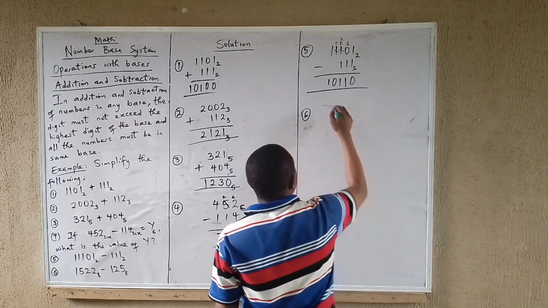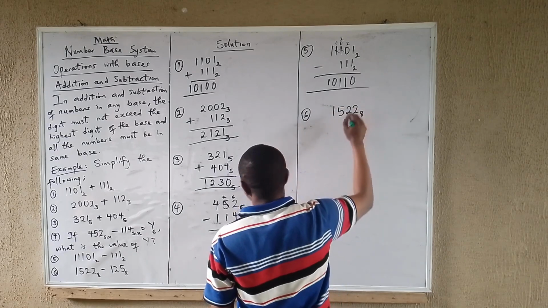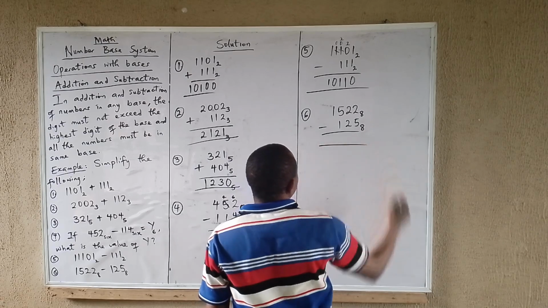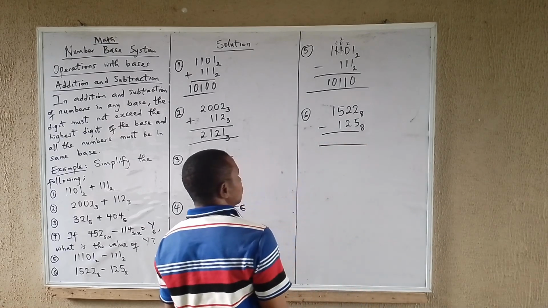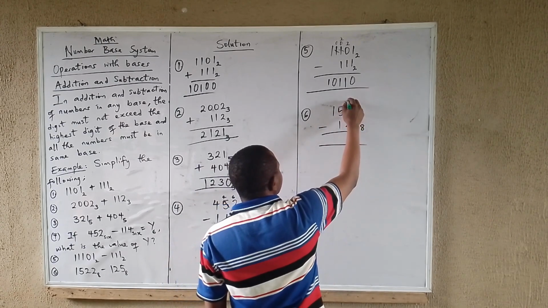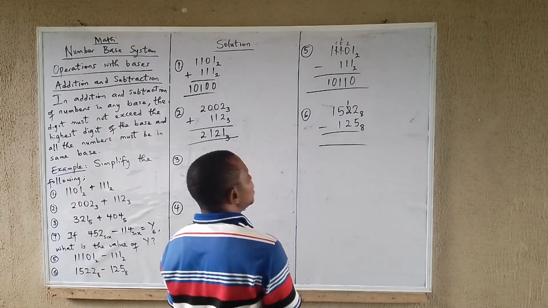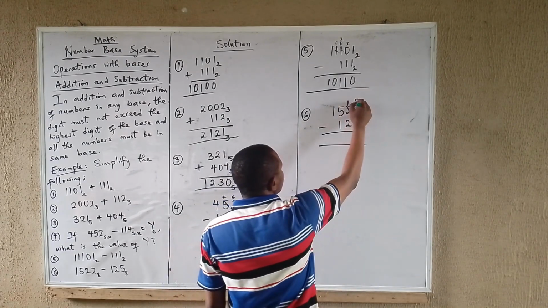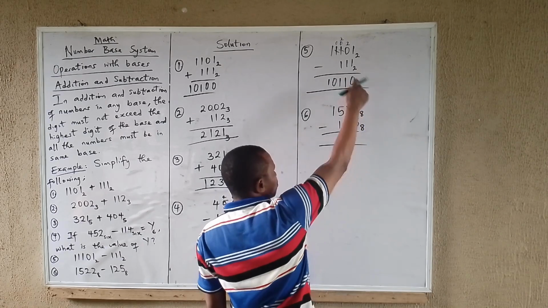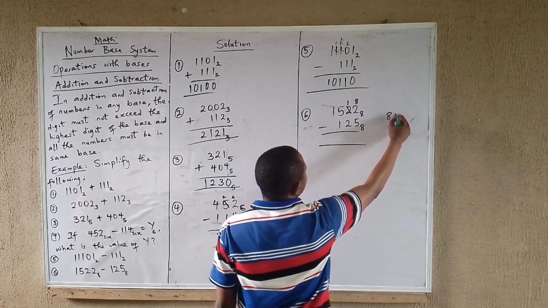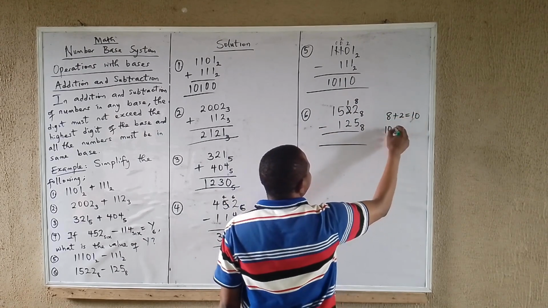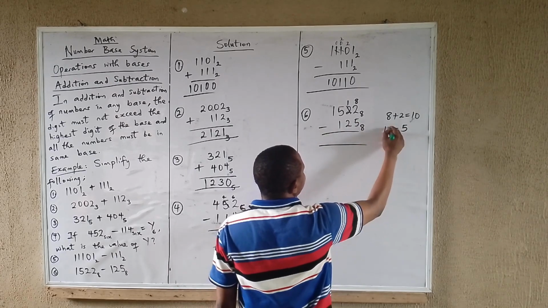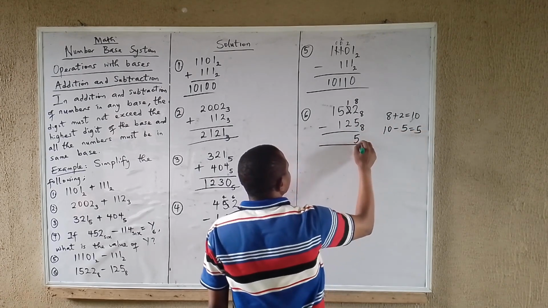Number 6. We have 1522 base 8 minus 125 base 8. 2 minus 5 is not possible in base 8, so we are going to borrow from here. This place remains 1. But because we are working in base 8, don't forget that whatever we borrow will be in form of that base. So that means we borrow 8 from here. Do you understand? So 8 plus 2 will give us 10, and 10 minus 5 will give us 5. So we have 5.